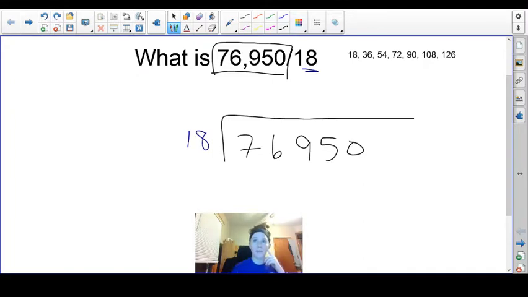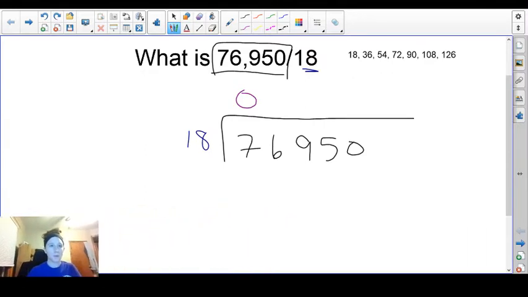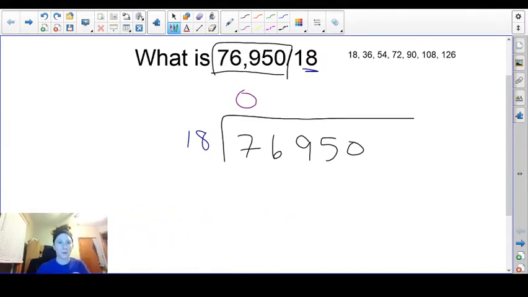So then I ask myself, how many times can 18 go into 7? 18 doesn't go into 7, so that's a big old goose egg. And then I ask myself, okay, so how many times can 18 go into 76? Well, I want the biggest one. So I see 18, 36, 54, 72, 90. Okay, 72.